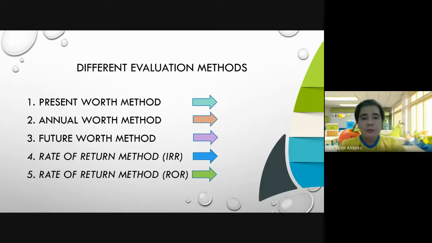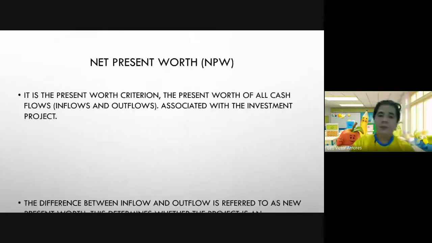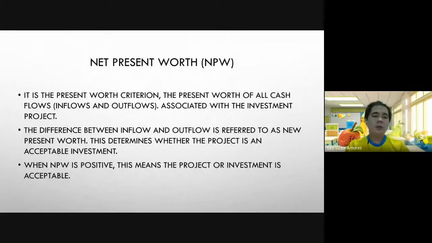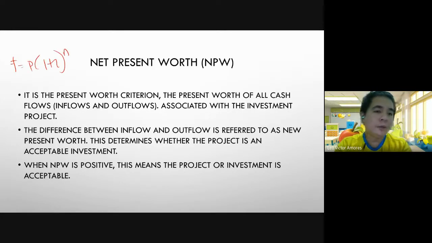Number 1, we'll proceed to the present worth method. The present worth method refers to all of the cash flows at year 0, or at present worth. In other terms, you are looking at F equals P times (1 plus i) to the exponent n. You are looking into the principal amount, based on our discussion in module 3. We are looking at the value of all the cash in and cash out at year 0.